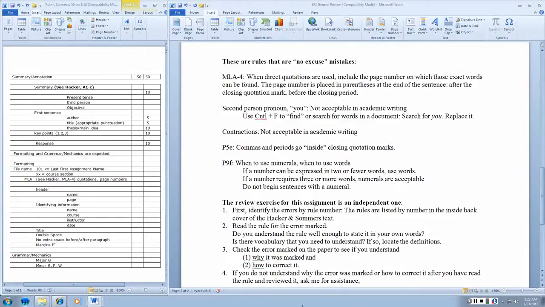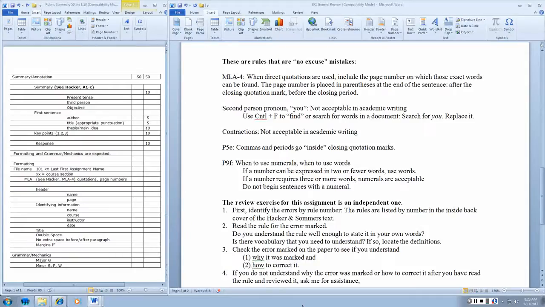Okay, again. When a direct quotation is used, include the page number on which those exact words can be found. The page number is placed in parenthesis at the end of the sentence after closing quotation marks, if the quotation is at the end of the sentence, but before the closing period. For those of you who did this or used direct quotations, notice the way that I have responded to that, and if you have questions, please ask.